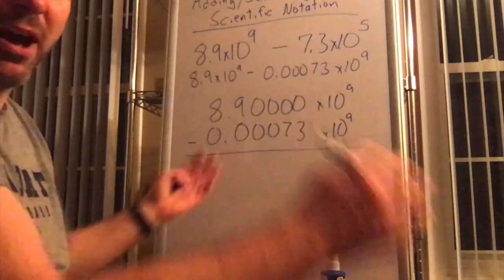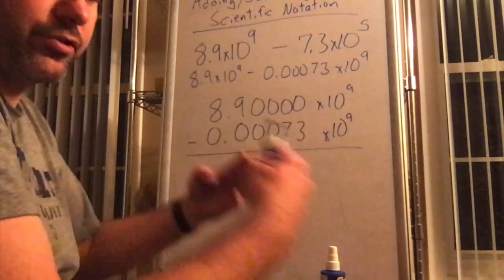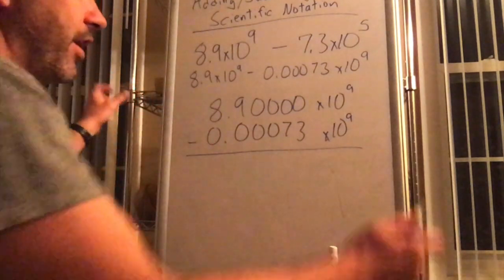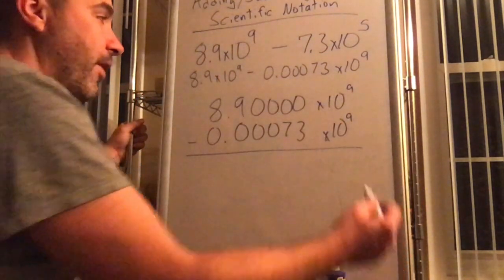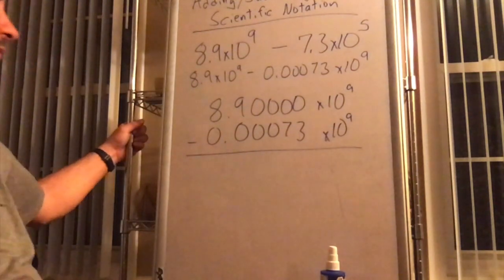Multiplying and dividing doesn't matter. Same thing with fractions. It doesn't matter what your denominators are when you multiply and divide. You can just do that. But when you're adding and subtracting, you need common denominators in fractions. You need common denominators or common powers with scientific notation.